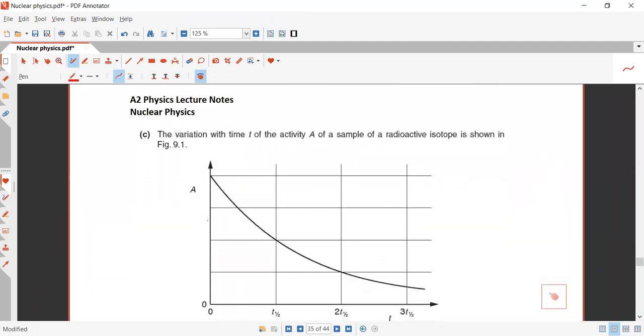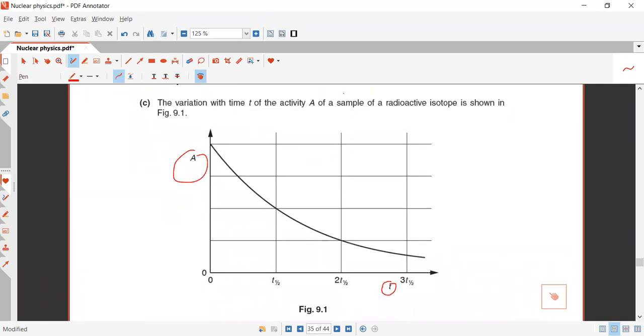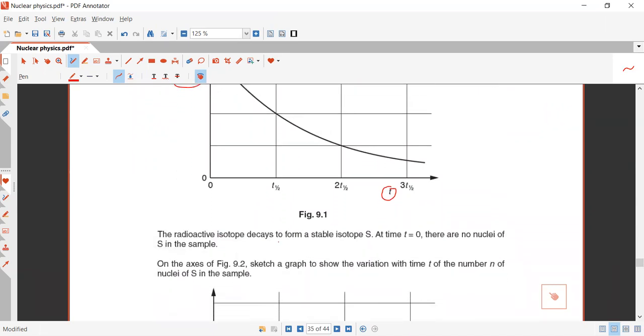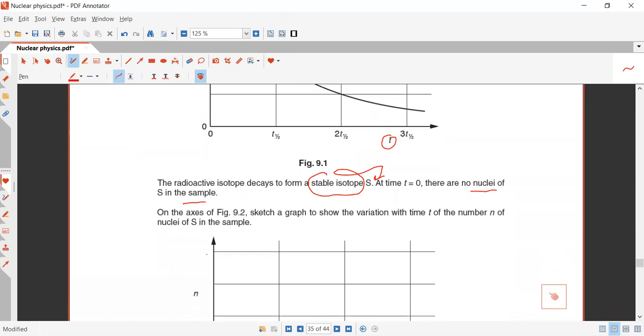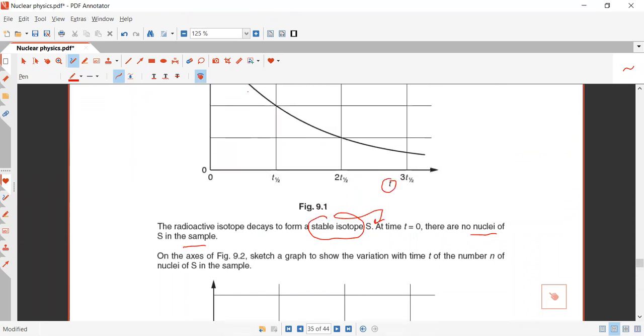Yes, the next part is if the activity versus time graph is given and it is going to vary like this, and this is for a sample of the radioactive isotope. The question is, it decays to form a stable isotope S. There are no nuclei of S in the sample at time t equals 0. Now we have to draw the number of nuclei for the daughter nucleus. So this was the parent nucleus.